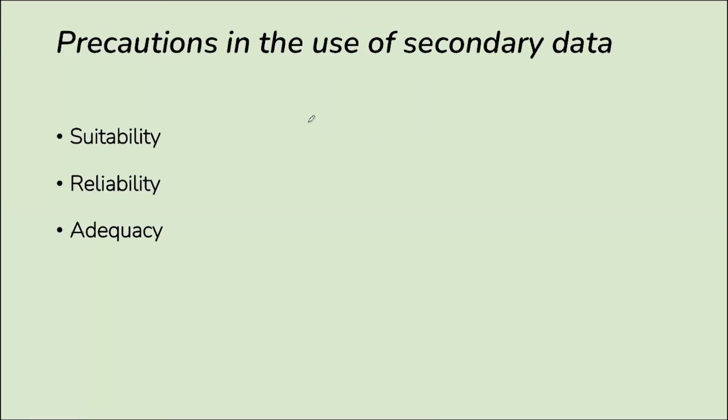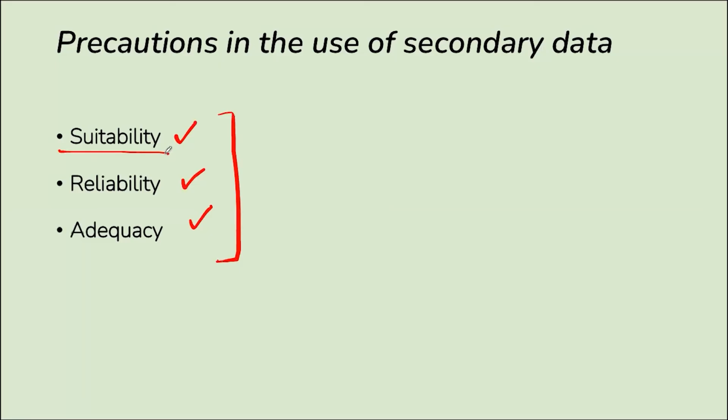Now there are certain precautions which should be exercised in the case of secondary data. First is suitability, second is reliability, and third is adequacy. First of all, the user should be extra cautious in using secondary data, and should not accept it just like that, because it may be full of errors. Bias may be there, or the sample size may be inadequate. So many problems may be there.